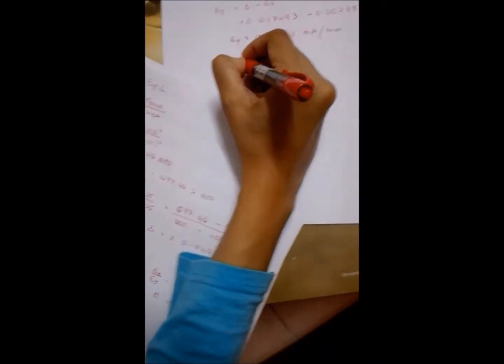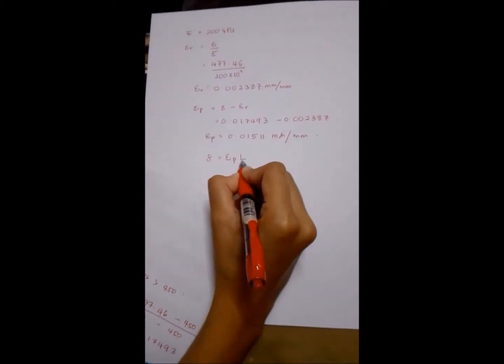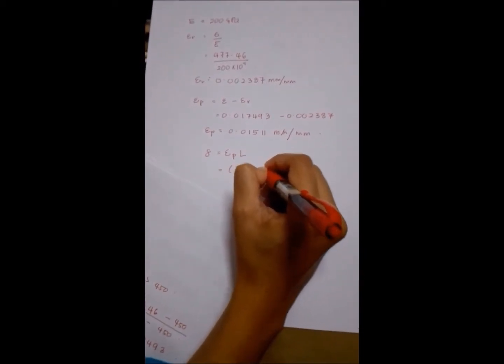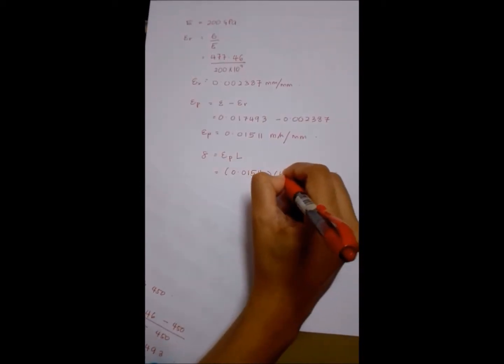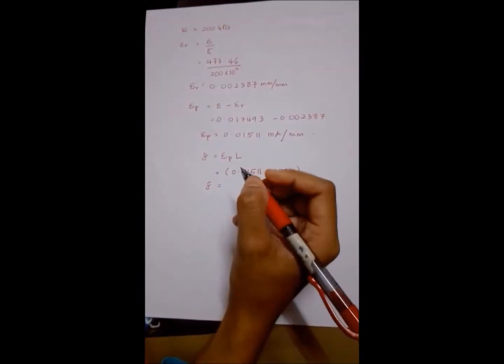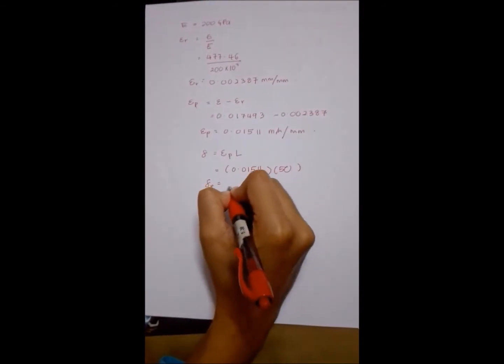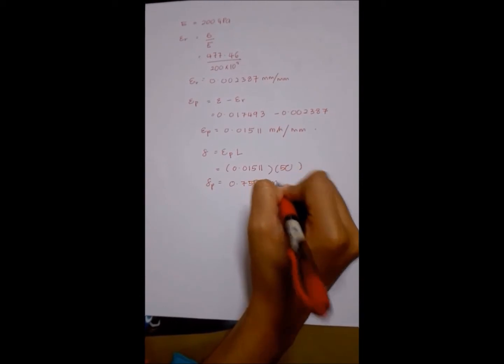So just now, the formula for the elongation is strain at the plastic condition times length. So 0.01511 times 50, the length of the specimen, then we get 0.755 millimeter.